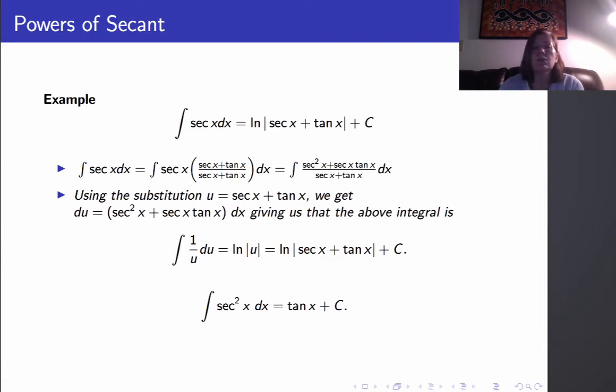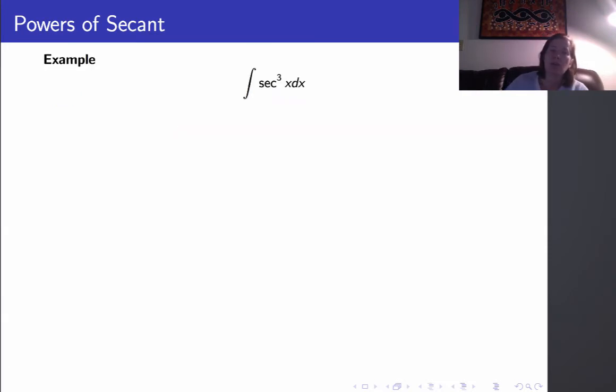Now, if I let u equal secant of x plus tangent of x, we see that its derivative is the numerator. So we end up, after making that substitution, with the integral of 1 over u du. And its integral is simple. It's the natural log of the absolute value of u. And then we convert back to functions of x, and we get the natural log of the absolute value of secant of x plus tangent of x plus some constant. The integral of secant squared is very easy because we know the derivative of tangent is secant squared, so that's equal to tangent of x plus a constant.